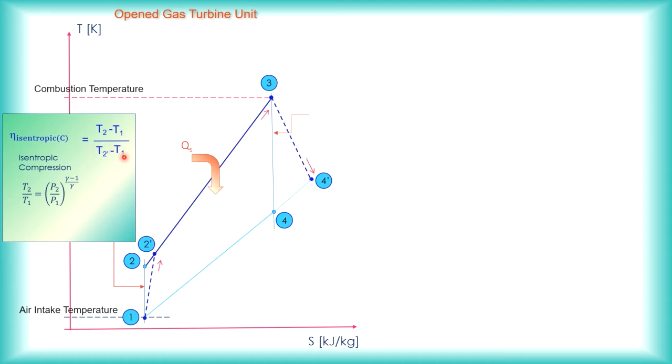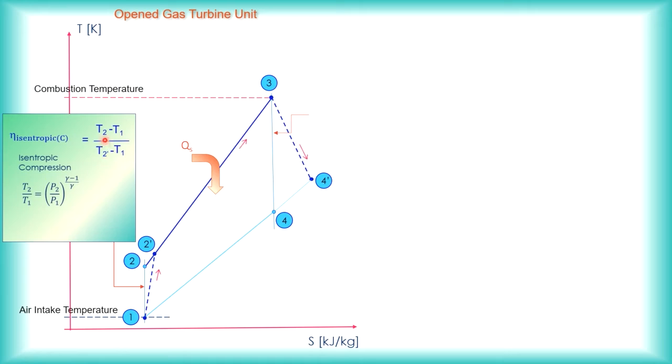Or usually how I remember this is by taking the out divided by the in. That means the outside of the diagram divided by the inside of the diagram. The temperature difference is the outside divided by the inside. So it is easier for us to remember, because we are remembering too many formulas. Okay, so this is the air intake temperature.